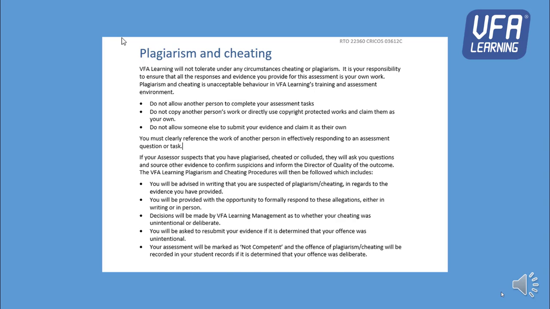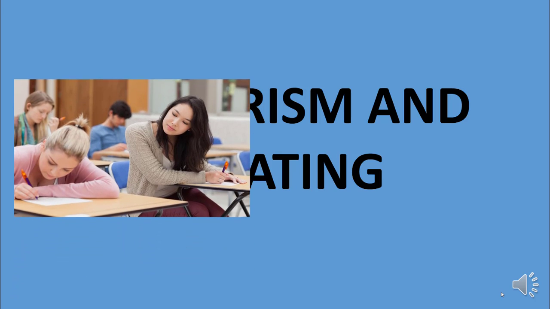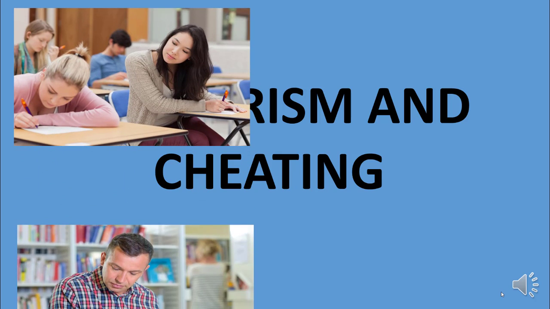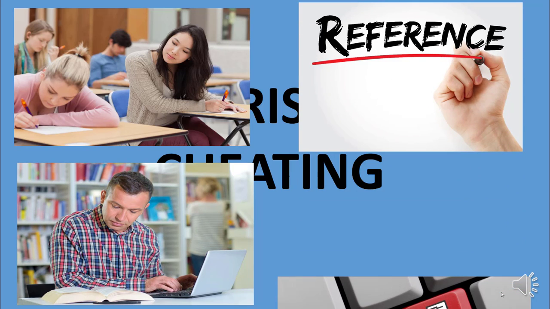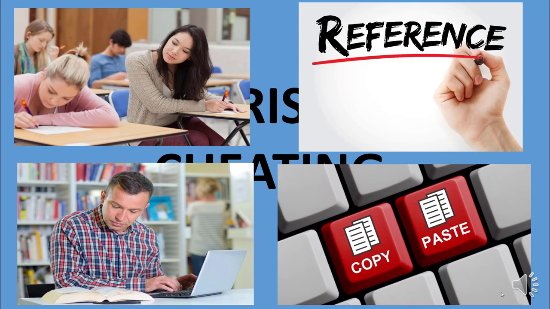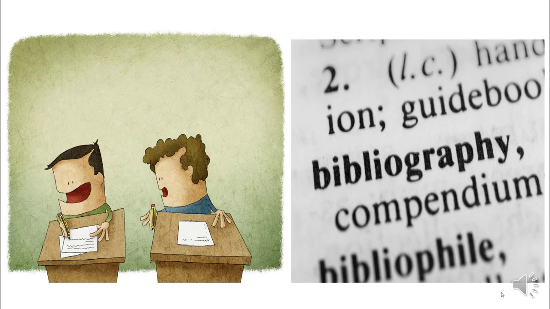Plagiarism and cheating can come in many forms. It includes copying directly from other students, copying directly from textbooks, not referencing correctly, and copying and pasting directly from the internet. If your assessor establishes that you have been cheating or plagiarizing, they will organize a time to meet with you and discuss it further.